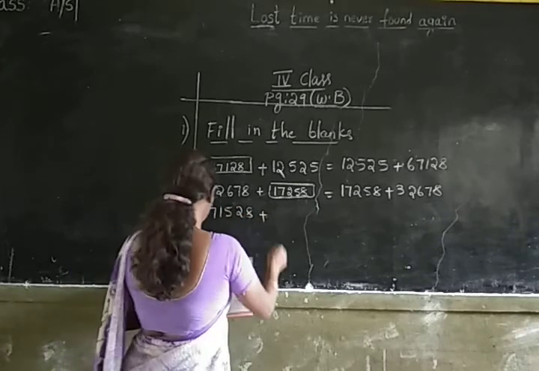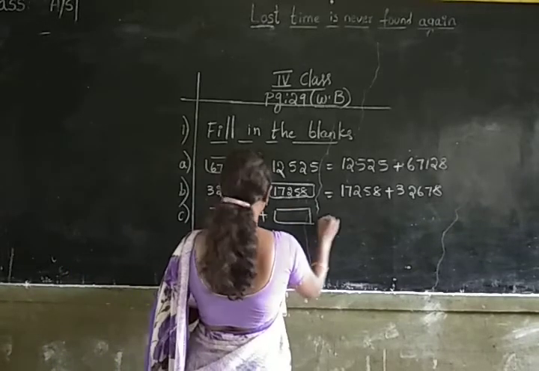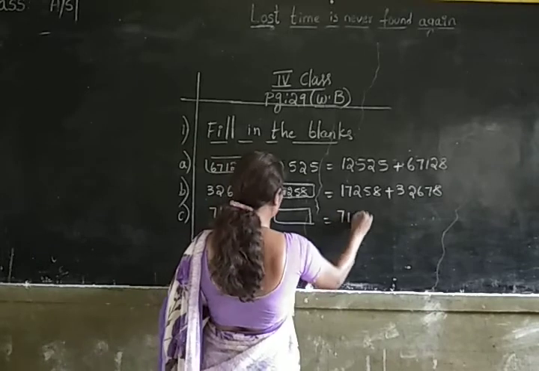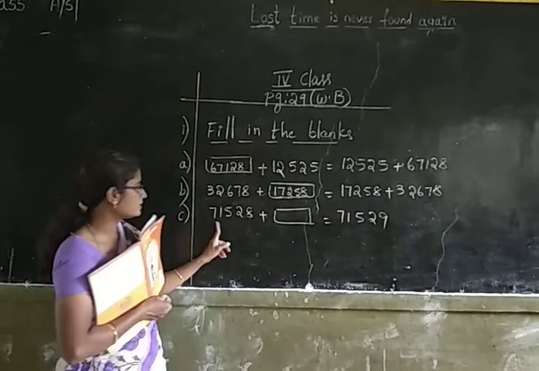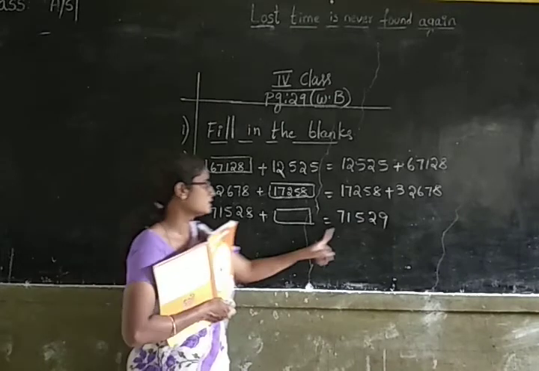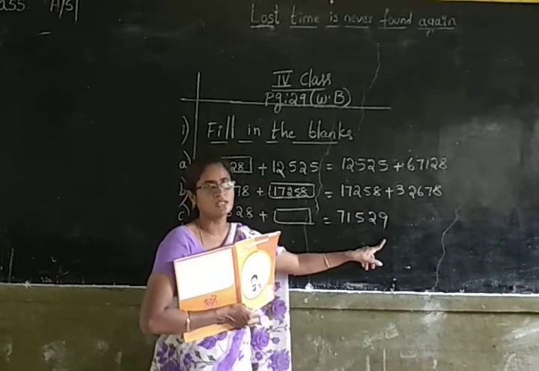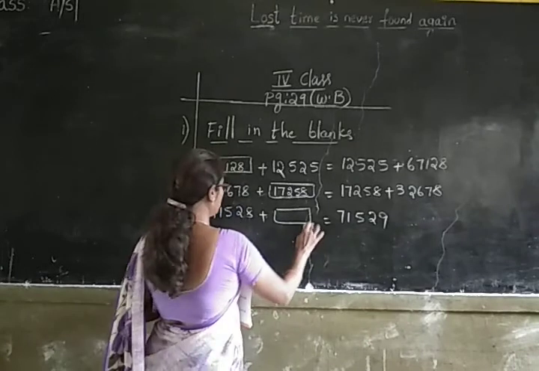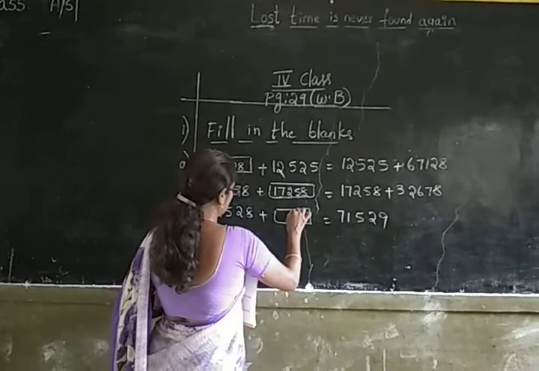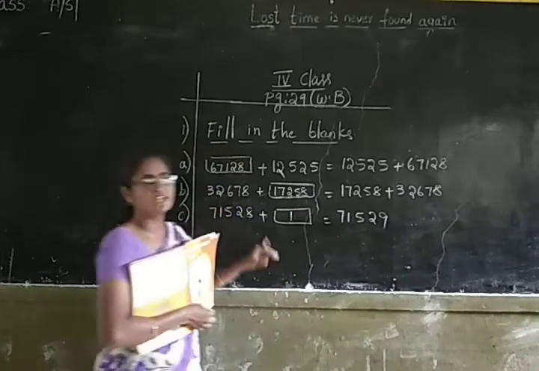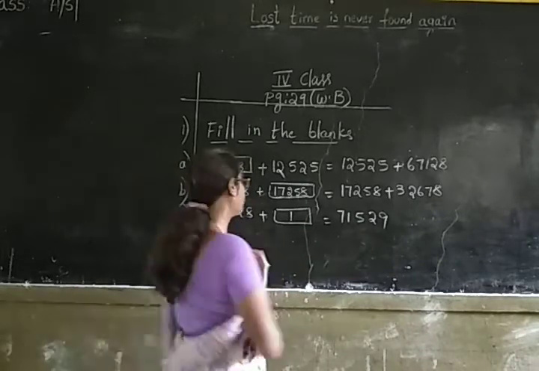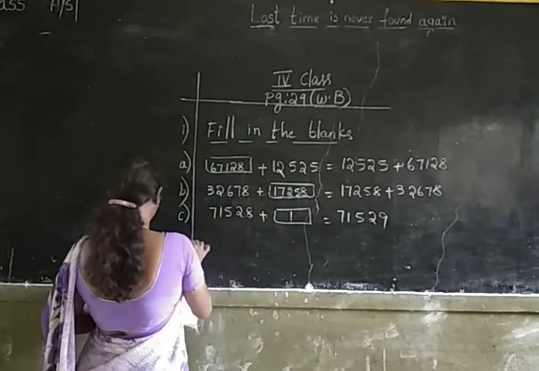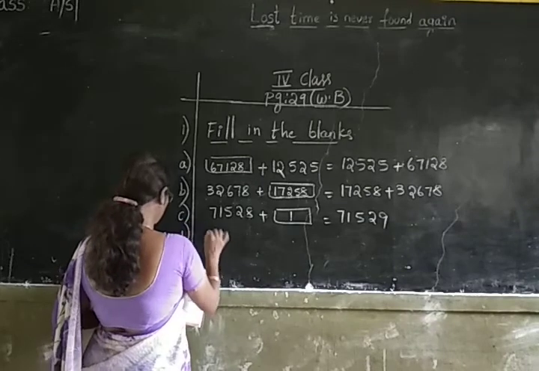Now let us do the C sum. 71,528 plus box is equal to 71,529. Here the successor of 71,528 is 71,529. So according to the property of 1, if we add 1 to any number, we will get the successor of that number. Okay children.